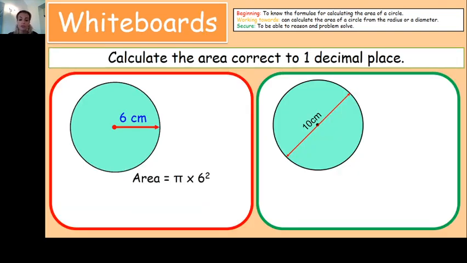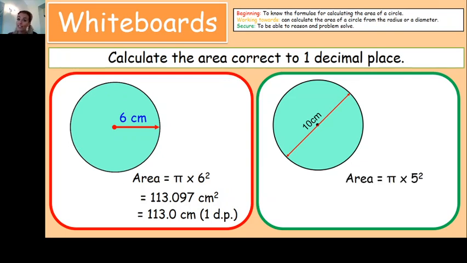So, two questions for you to have a go at. We'll look at the first one together. This one has got a radius of 6, guys. So it would be pi times 6 squared, and your final answer would be 113.0 centimetres squared, and that's to one decimal place. What I'd like you to have a go at now is to look at the question in the green box. Just a little reminder, the 10 is not the radius, okay? So pause the video and have a go.